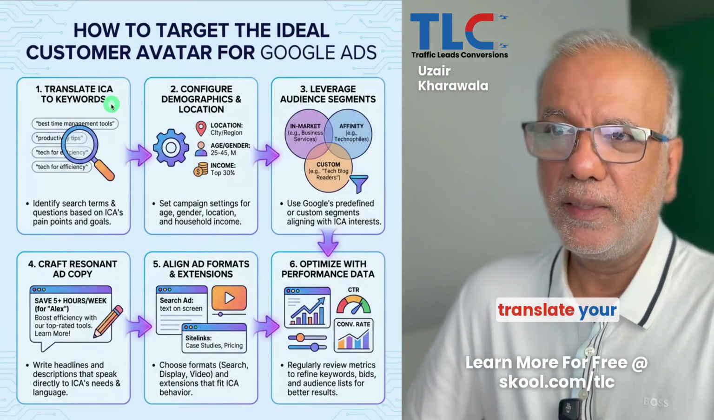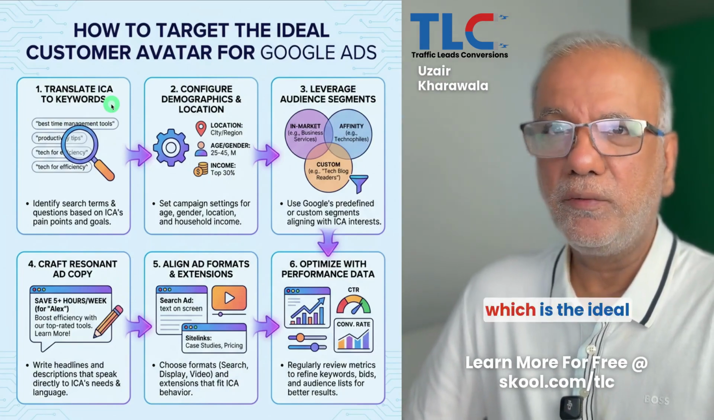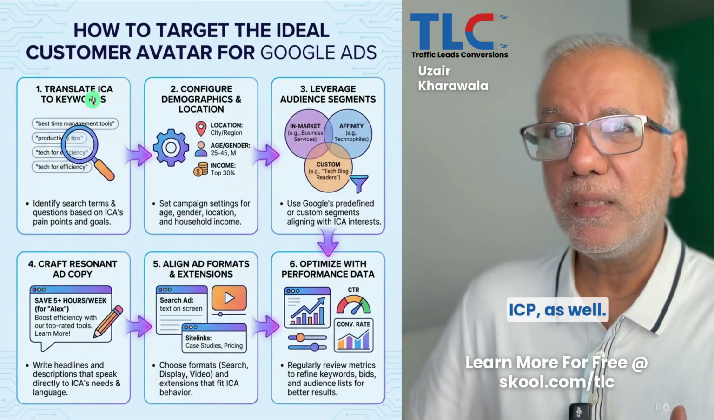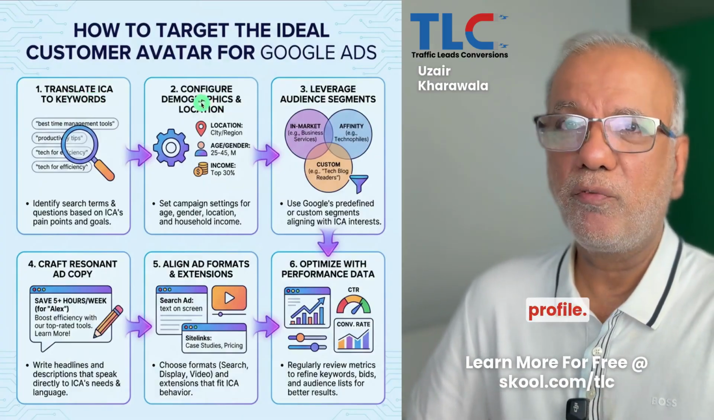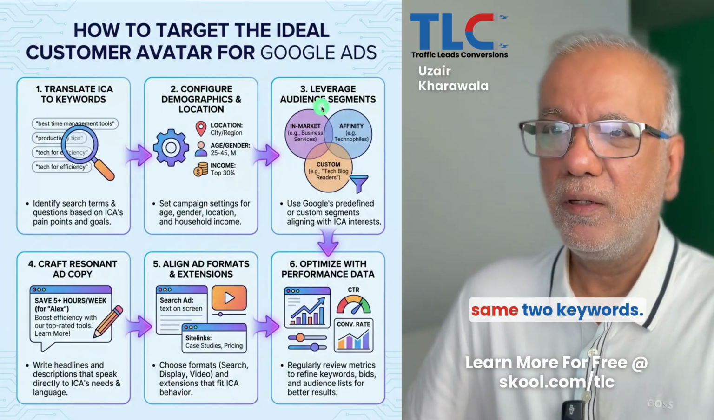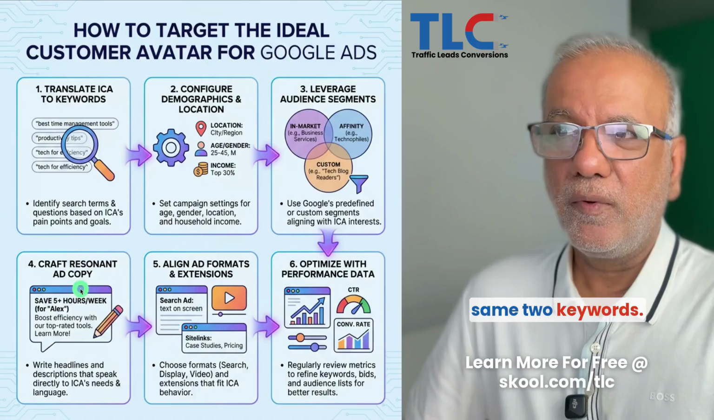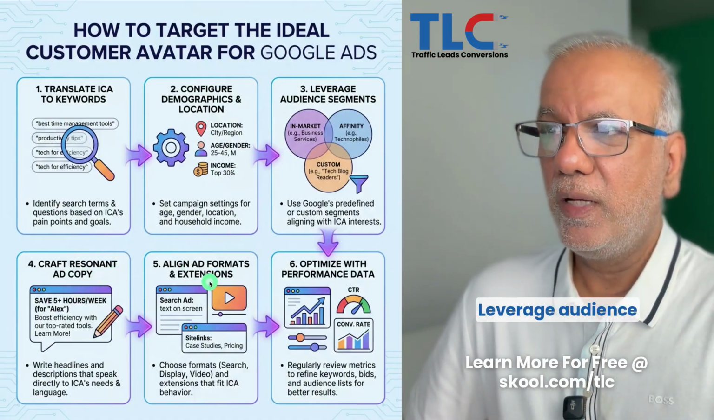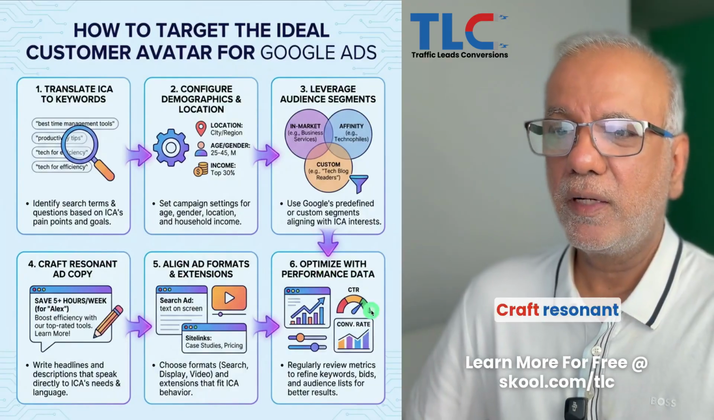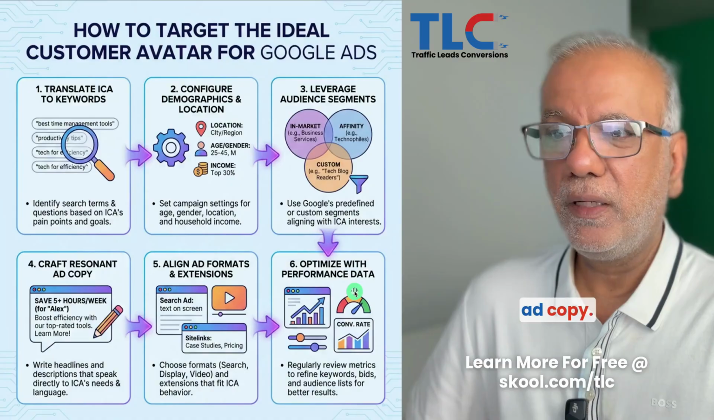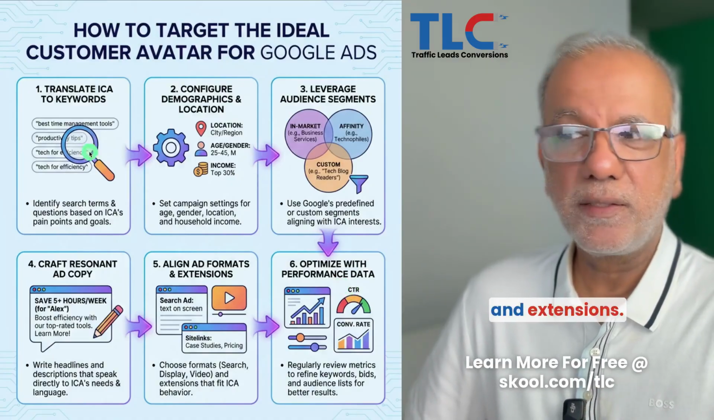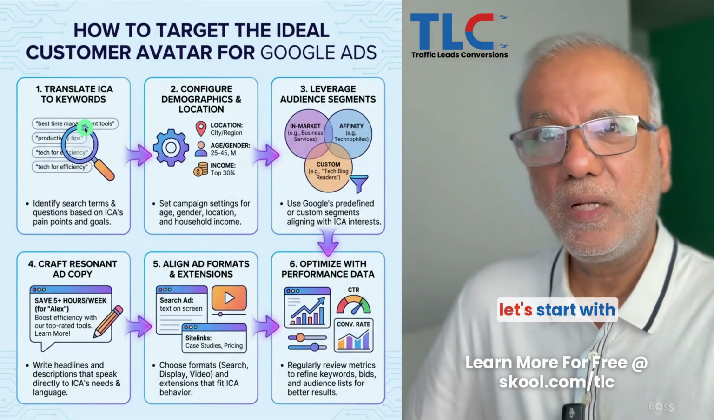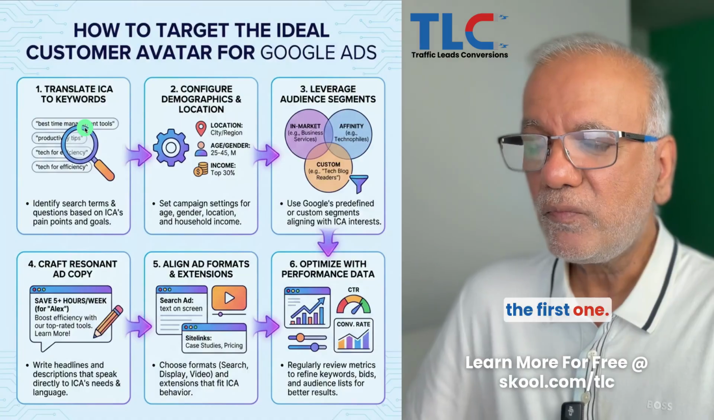The first one is to translate your ICA, which is the ideal customer avatar. Some people call it ICP as well, ideal customer profile. Both of them are the same, two keywords. Second, configure demo and location, leverage audience segments, craft resonant ad copy, align ad formats and extensions. And the last one is to optimize with performance data. So let's start with the first one.